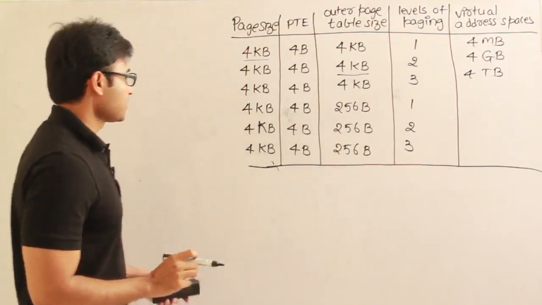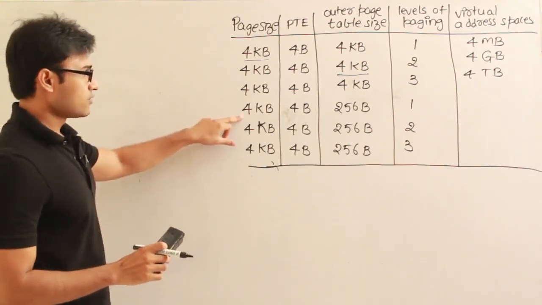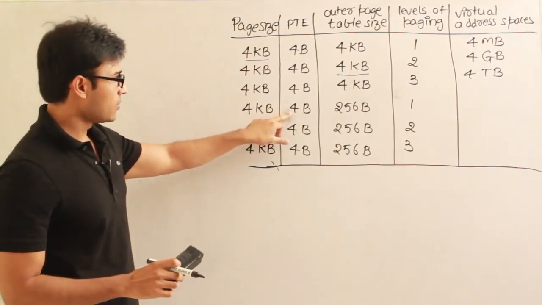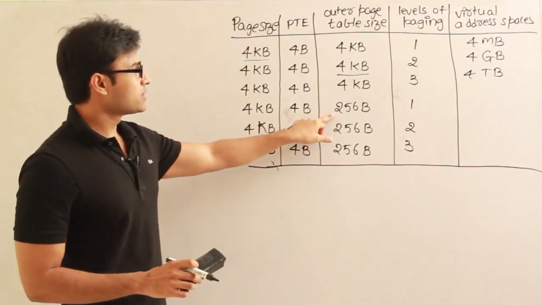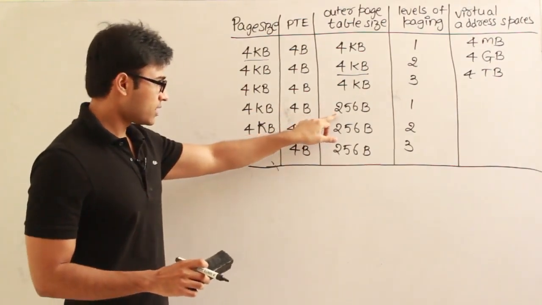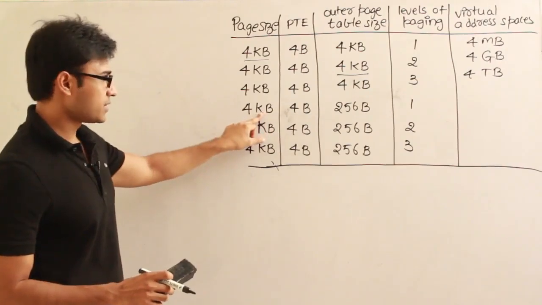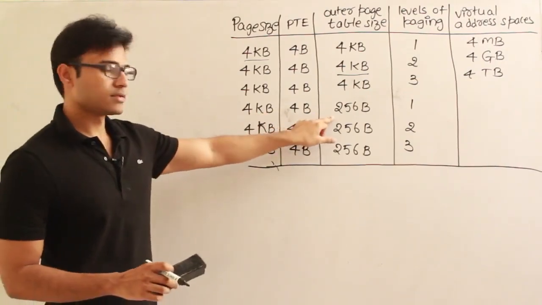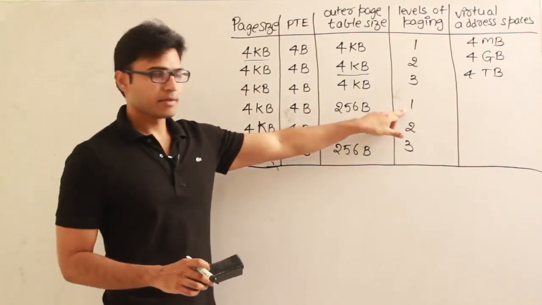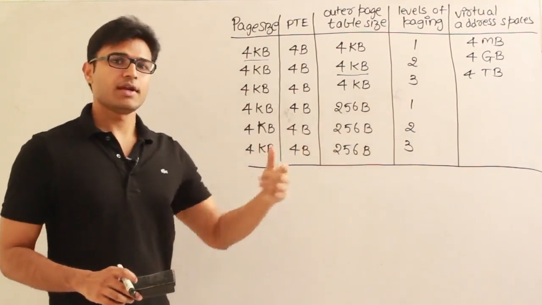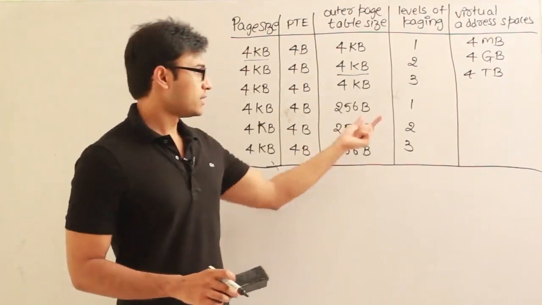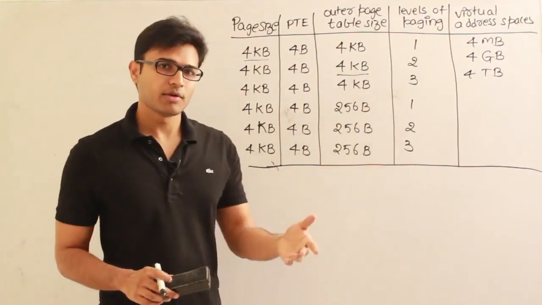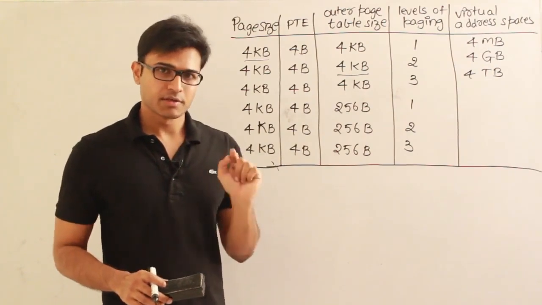Now watch this. The next one is saying that the page size is 4 KB, fine, and the page table entry size is 4 bytes, fine, but the outermost page table size is 256 bytes, which means the outermost page table is less than the page size, but still we have to go with this, right? And now let us say there is only one level of paging. If there is only one level of paging, there is only one page table, and that is the outermost page table. So in this condition, the problem becomes that there is only one page table, right?